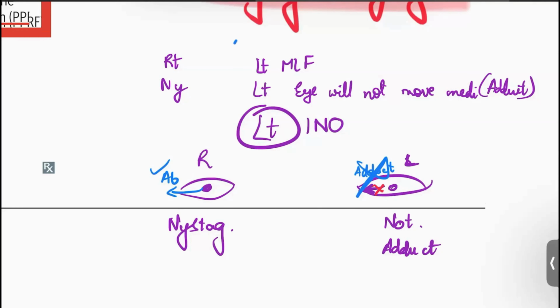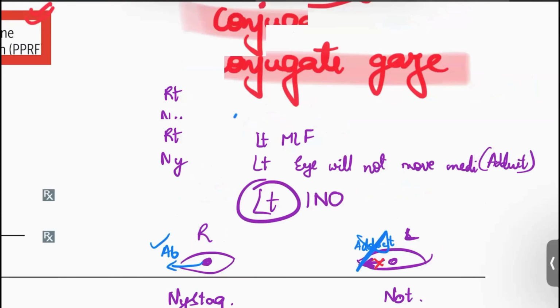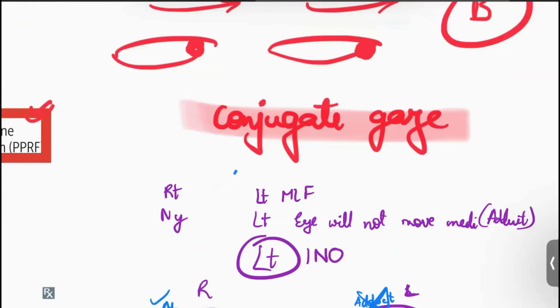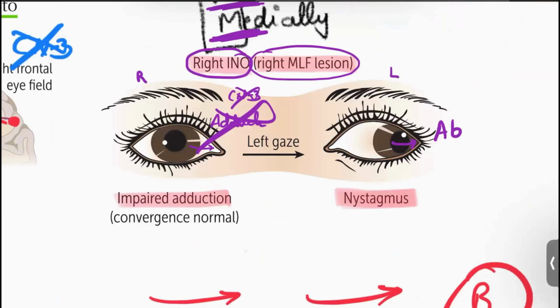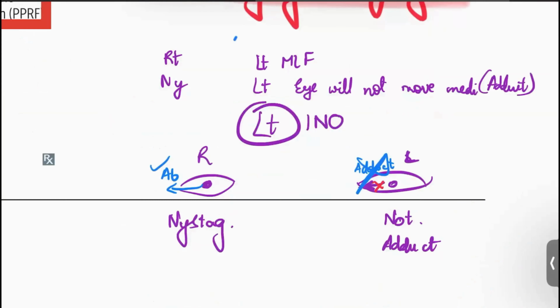Okay? Yes, ma'am. We did the right internuclear ophthalmoplegia. Now we did the left internuclear ophthalmoplegia, and I think you're clear with this concept now. Yeah, ma'am. Now I am.